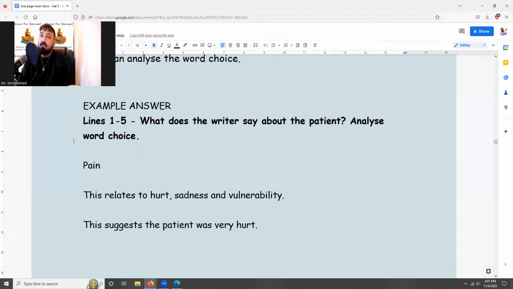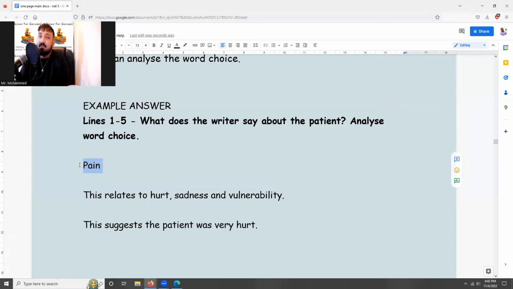So, okay, it says go to lines 1 to 5. What does the writer say about the patient? Analyze word choice. So again, this could have said analyze language, and that would be fine too. So we go there, we look for a bunch of different words. We see that the word pain is in there. Pain is kind of easy to break down. We all know what pain means. That's kind of tragic. We all know what pain means.